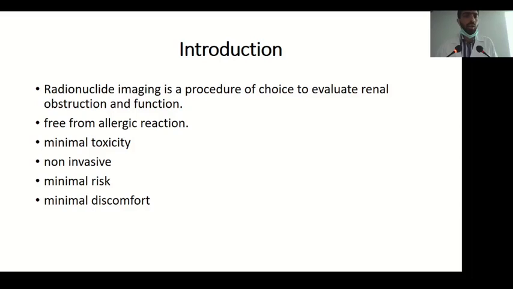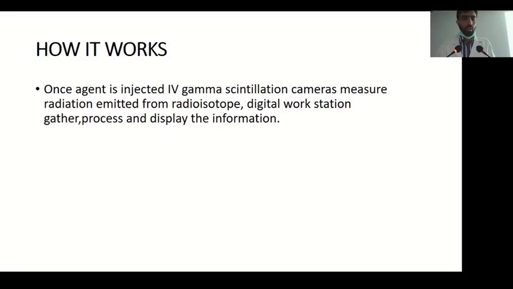Introduction. Radionuclide imaging is a procedure of choice to evaluate renal obstruction and function, because of its properties, which include free from allergic reaction, minimal toxicity, non-invasive, minimal risk, and it causes minimal discomfort. Once the agent is injected IV, gamma scintillation cameras measure radiation emitted from the radioisotope. Digital workstations gather this information, process it and display it.